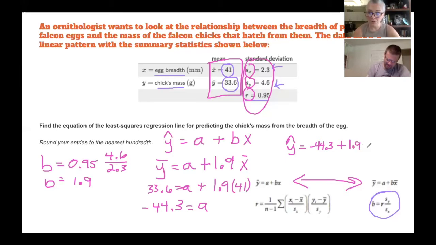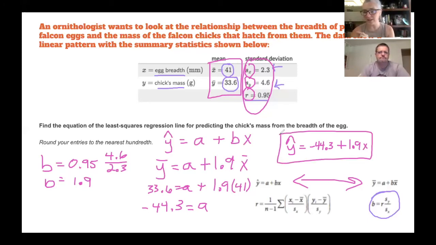But what we do know, what we talked about a minute ago, is that the average of x and the average of y is on every single least squares regression line. That's why it's okay for us to use this, because we know that point has to be on that line.